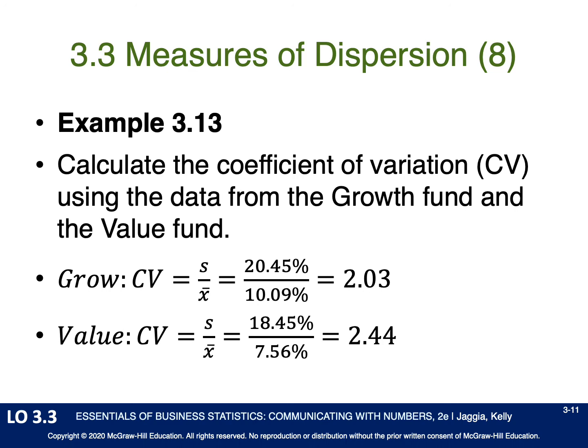We can tell from this that even though the means are different, it looked like originally the growth fund had more variation because it had a standard deviation of 20.45%, and the value fund had a standard deviation of 18.45%. But now when we adjust for the difference in means, we see that the growth fund really has less variation. It's really only a 2.03 coefficient, where the value fund is 2.44.